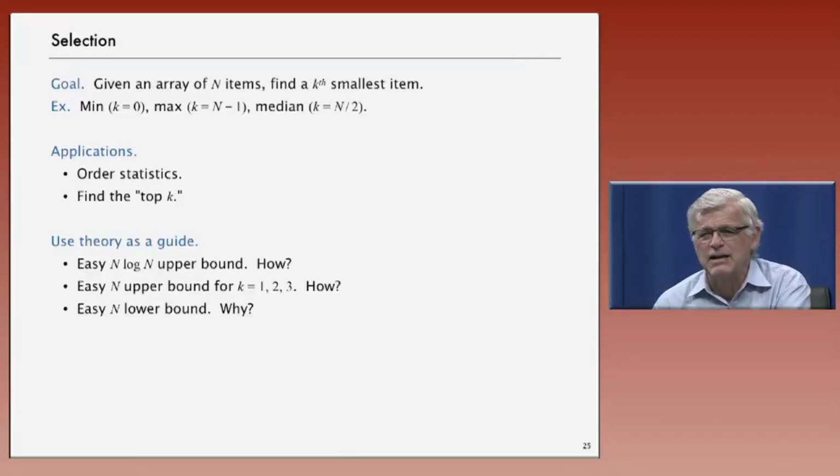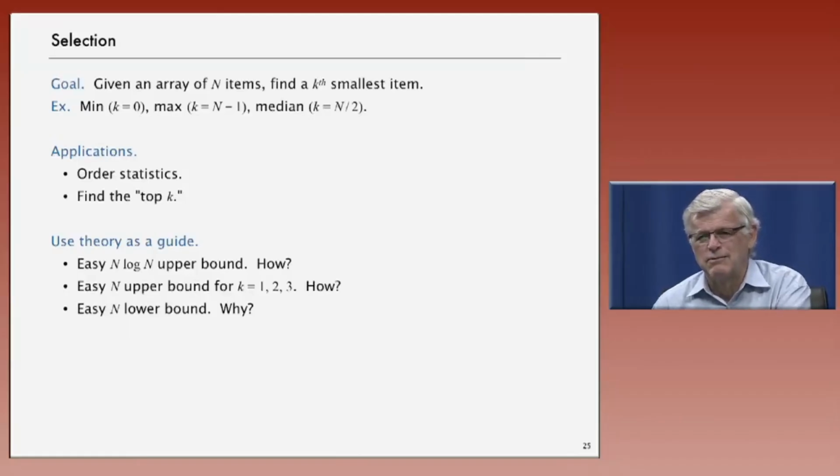In fact, if k is small, the running time is going to be proportional to n. Because if you're looking for the smallest, you can just go through the array and find the smallest in one pass through. Or for 2, you find it in 2 passes through. So you can imagine trying to look for a selection algorithm that takes time proportional to n. And also the lower bound is n, because you have to look at everything. If you don't look at everything, you might miss the one item that you're looking for.